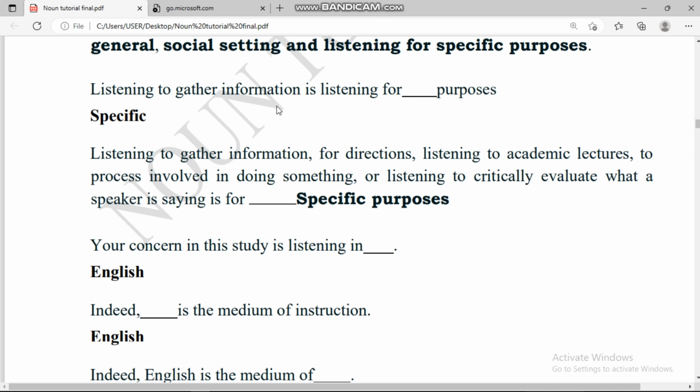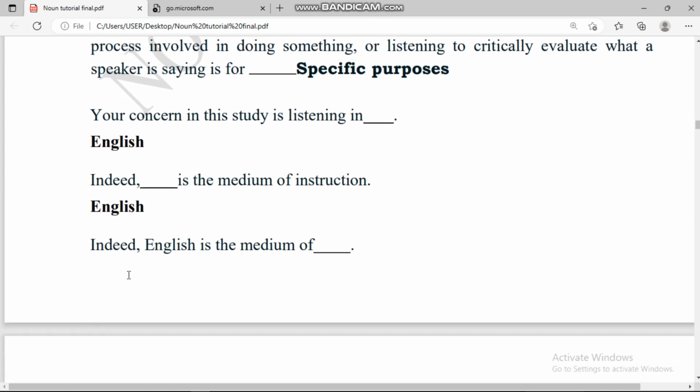So this one is just a continuation. This is how they set questions. You see, it's the same thing but different options. So here is specific purpose. That is how they set TMA questions. So take note. Your concern in this study is listening in English as the answer.